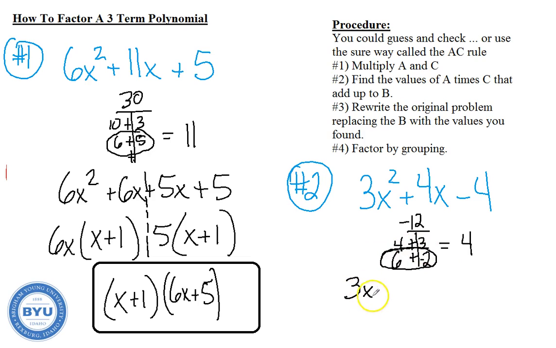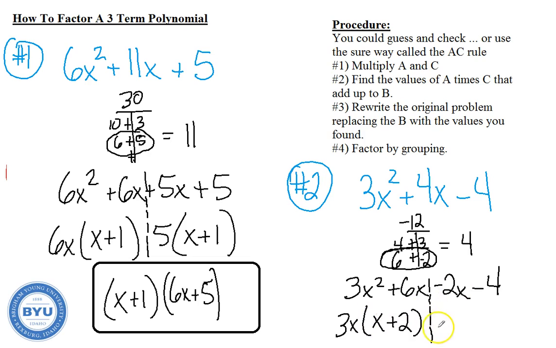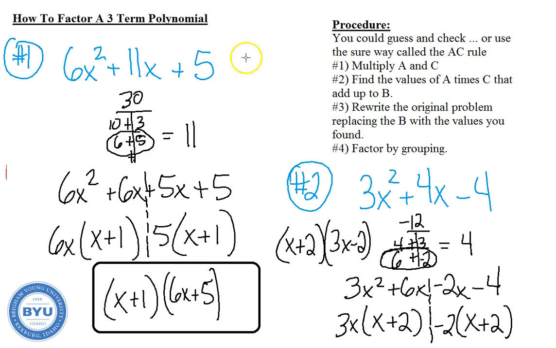I'm going to rewrite the problem. 3x squared plus 6x minus 2x minus 4. Again, I'm rewriting the middle term. I did not write 4x. I just wrote 3x squared and minus 4 and then replaced that middle term with the 6 and the negative 2. Chainsaw the problem. Here I take out a 3x, leaving me with x plus 2. Here I'm going to take out a negative 2, leaving me with x plus 2. And so my final answer comes out to be the common parenthesis, x plus 2, and the leftovers, 3x minus 2. And that is how we use the AC rule to factor 3-term polynomials.